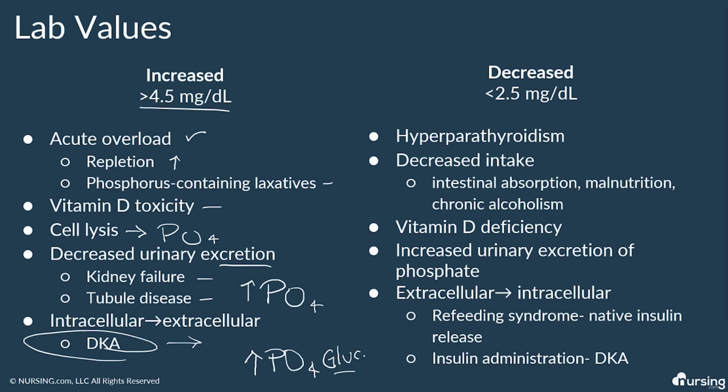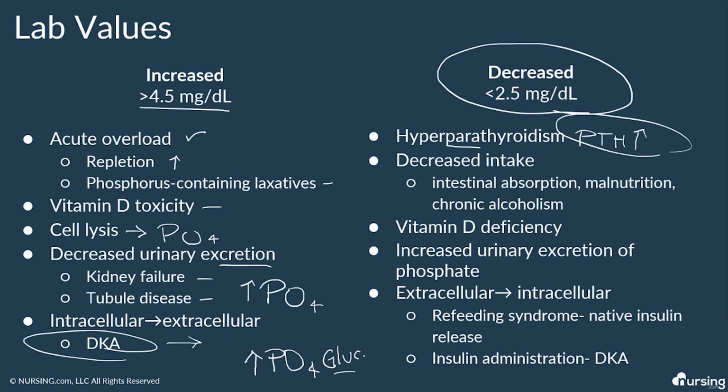This lab will be decreased, or below 2.5 milligrams per deciliter, in hyperparathyroidism. If we have too much PTH, that's going to talk to the calcium and phosphorus, right? If there's a decreased value, it could also be that there's a decreased absorption or malnutrition, and even in the chance of chronic alcoholism. Vitamin D deficiency is also a time when we would see a decrease in the phosphate. Now, if there's increased urinary excretion, of course, that's going to decrease our phosphate.